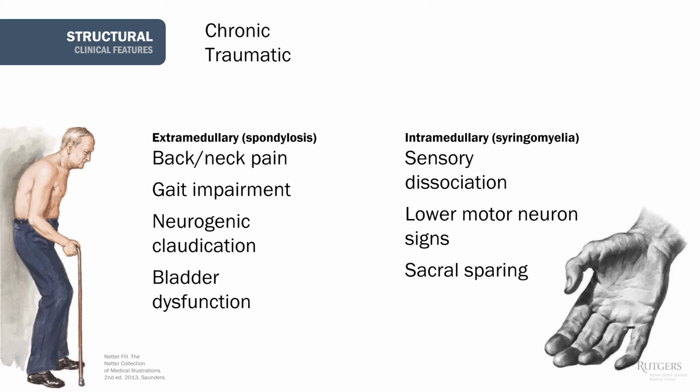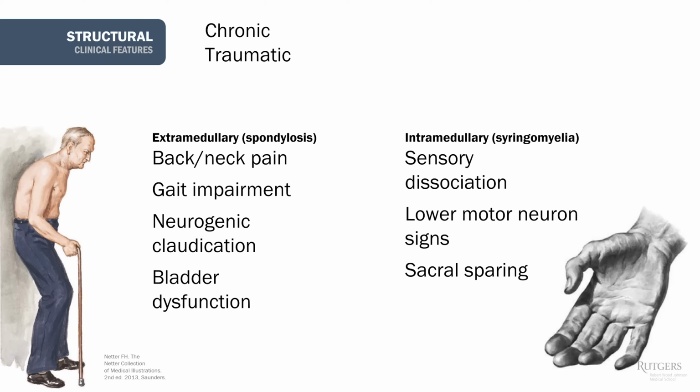Picture a patient burning herself while cooking because of chronic progressive sensory loss in the hands and arms, and also constantly dropping objects because of muscle weakness and wasting in the hands. That patient will have a normal gait and bladder control.